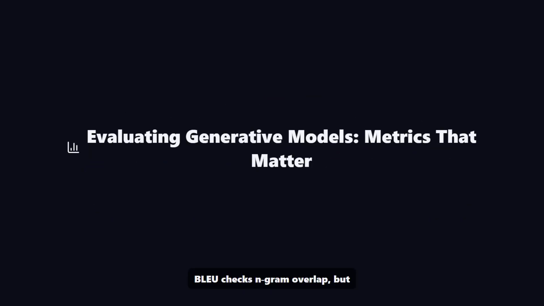BLEU checks n-gram overlap, but many test takers don't realize it's pure precision. A 3-word answer can score 100% while being wrong. That's why ROUGE-L adds recall, and the exam hammers this. If the scenario is a coherent medical summary, you choose ROUGE-L, not BLEU. For your own projects, load Hugging Face's Evaluate library and compute both in a notebook. The hands-on switch will save you on exam day.